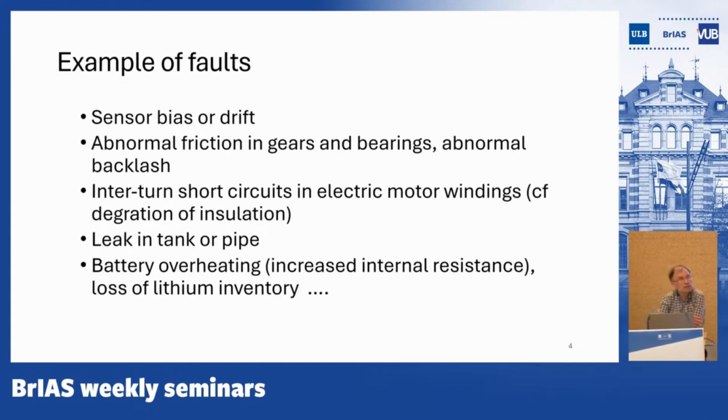So what are some examples of faults? Here are a few possibilities: sensor bias or drift, abnormal friction in gears and bearings, abnormal backlash, inter-turn short circuits in electric motor windings. This can be due to the degradation of the insulation, a leak in a tank or a pipe, battery overheating due to increased internal resistance, and so on and so on.